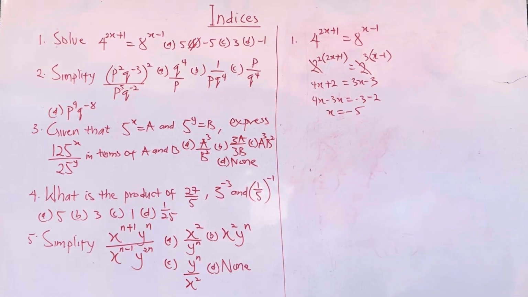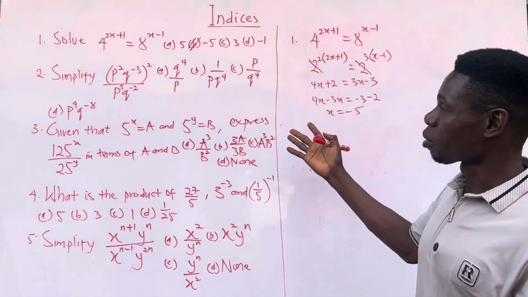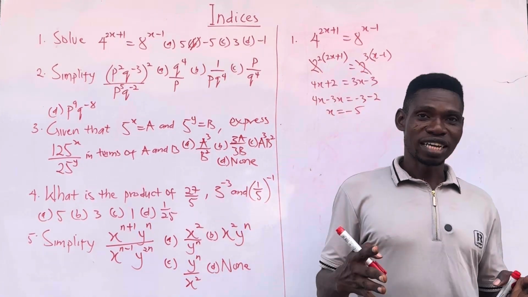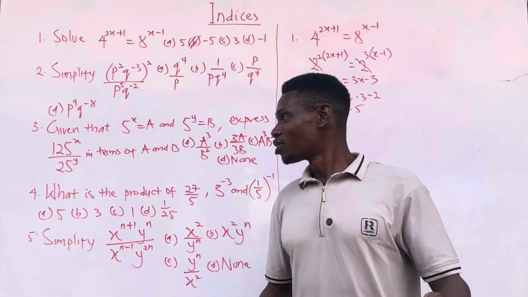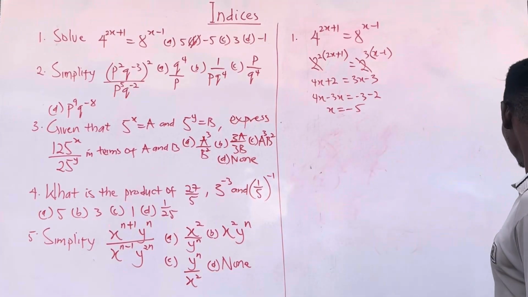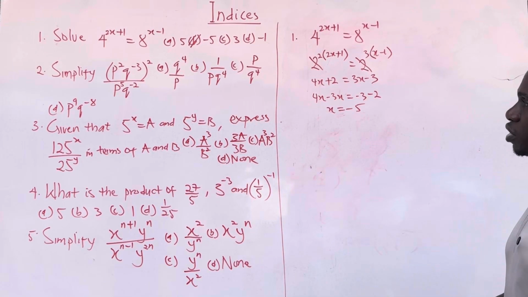Okay, so that's number 1. Questions may just appear big, but if you understand the laws, you can break them down easily and just pick your answer. So let's look at number 2. I think I can solve it down here.